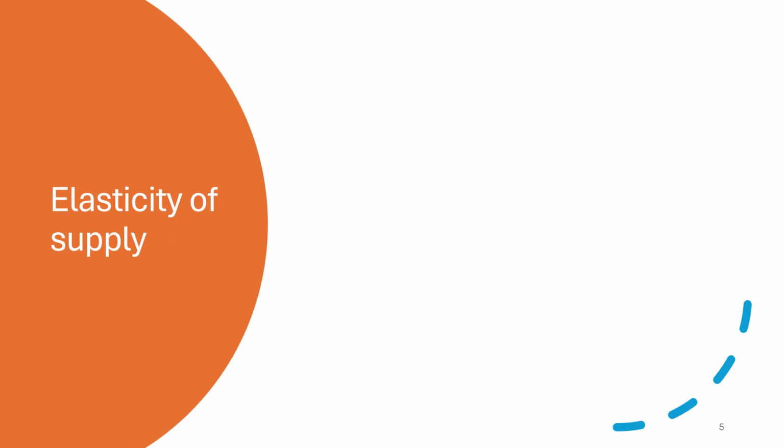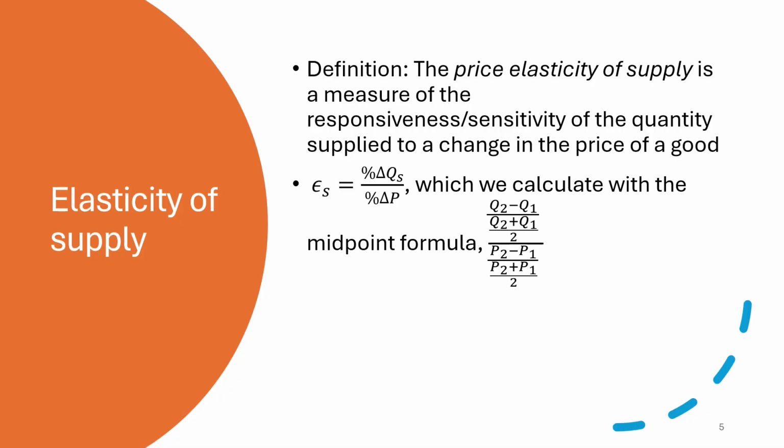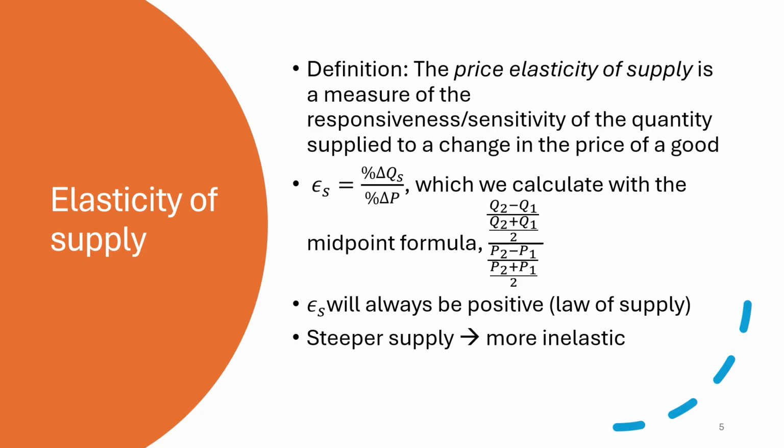Next, let's turn to the supply side and think about the elasticity of supply. This is a measure of how responsive or sensitive quantity supplied is to a change in the price of a good. So it's the flip side of the price elasticity of demand. Again, it's calculated using the midpoint rule as the percentage change in quantity supplied divided by the percentage change in price, and it will always be positive because of the law of supply. As supply curves get steeper, as they start going up faster, we talk about supply being more inelastic. And as supply curves get flatter, closer to horizontal, we call them more elastic.